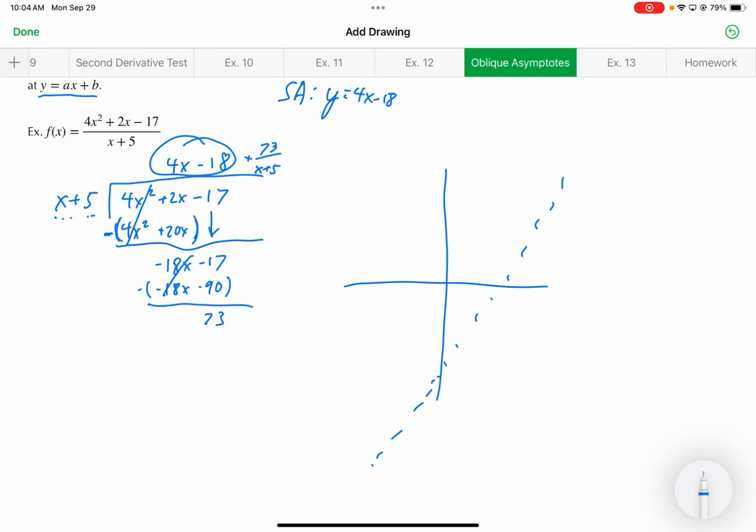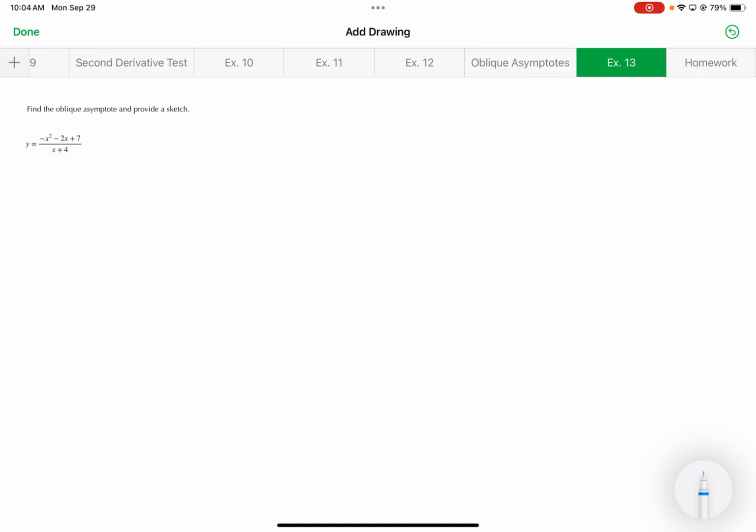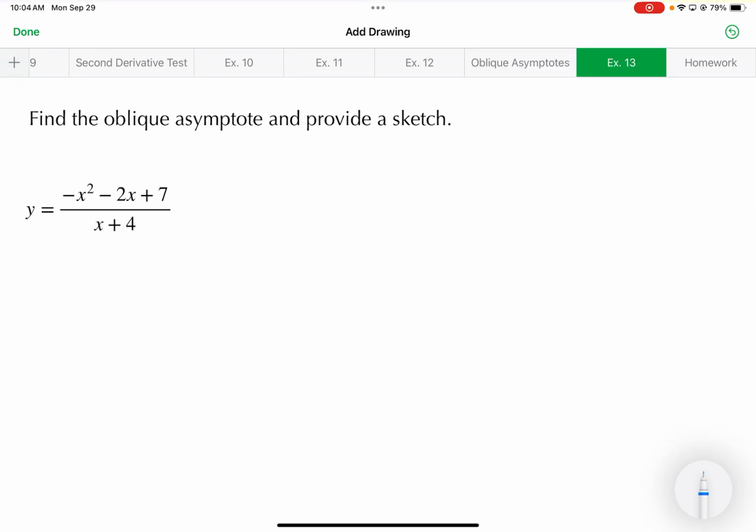Okay? Could we do one more of those where we actually give it a little sketchy sketch? Yes. Yeah, let's do it. Sketchy sketch.